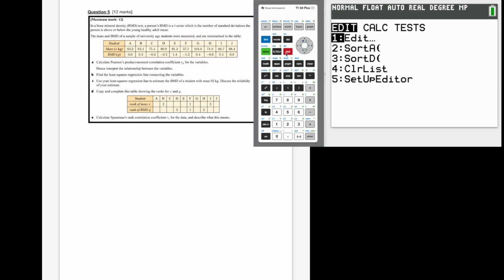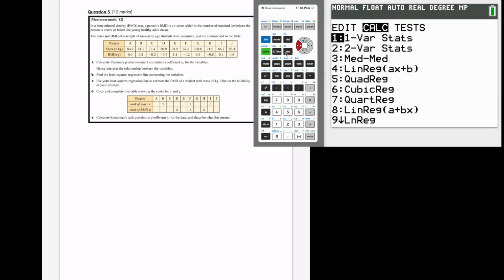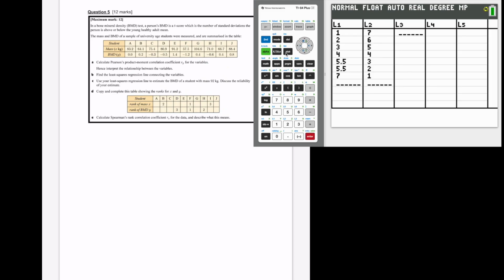So for this question, it's a Pearson's product moment correlation to start with, so a linear correlation line. And you're asked to find the value of that correlation. So to do that, we need to, first of all, add our data into our calculator. So we're going to edit the data, and list 1 is going to be your mass, your X, and then the BMD is going to be your list 2 or Y.